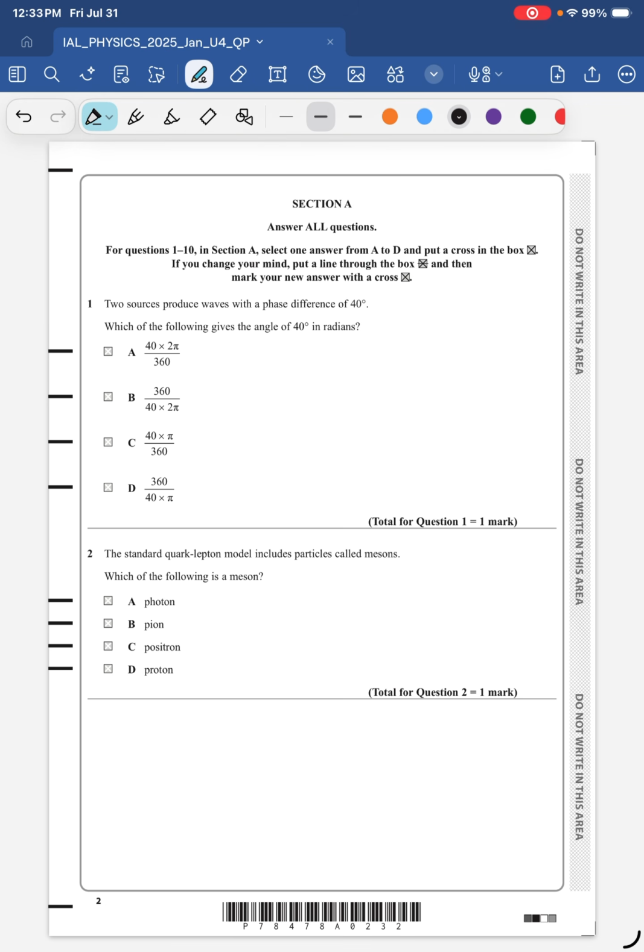Okay, so that's another clue for you, or technique, exam technique. So question 1, two sources produce waves with a phase difference of 40 degrees. Which of the following gives the angle of 40 degrees in radians?